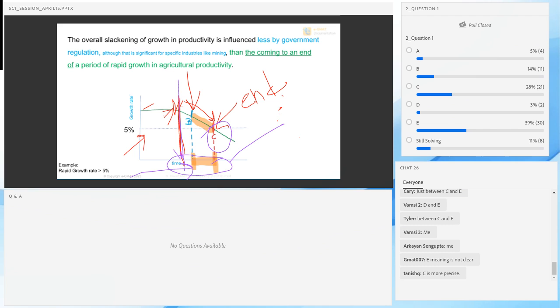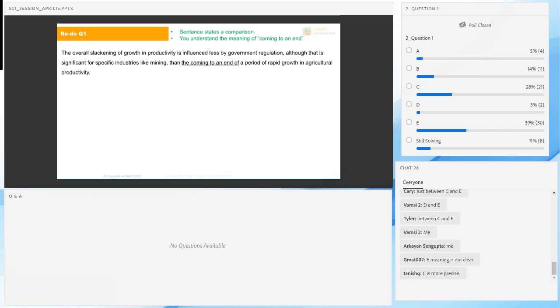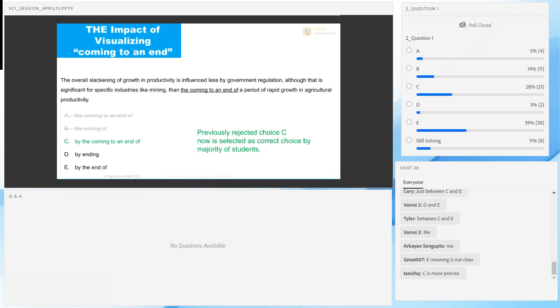Okay. Now, I know a number of you rejected choice C, thinking that coming to an end just looks a little weird, right? And that's what the results indicate over here, right? A majority of the class went with, by the end of, right? Which means you went with point C instead of that entire period. Okay. So it is very, very important to understand what the original choice is telling you.